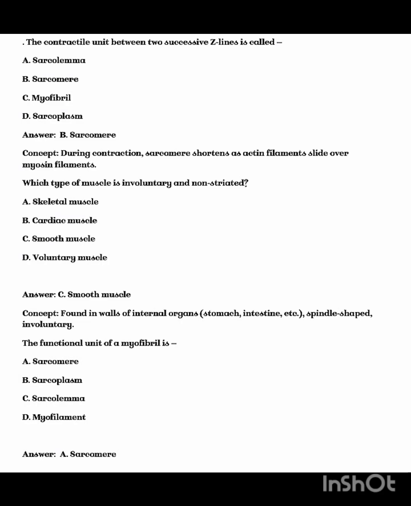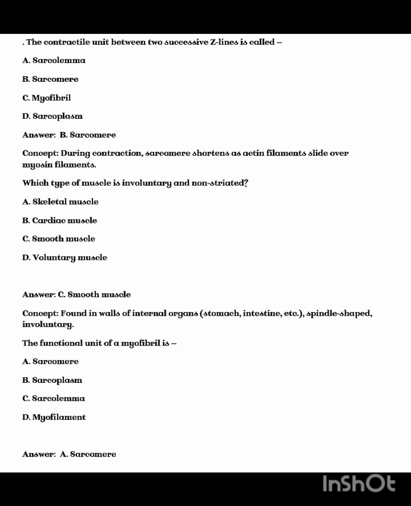Contraction starts. The contractile unit between two successive Z-lines is called: A. Sarcolemma, B. Sarcomere, C. Myofibril, D. Sarcoplasm. Answer B. Sarcomere. Concept: during contraction, the sarcomere shortens as actin filaments slide over myosin filaments.